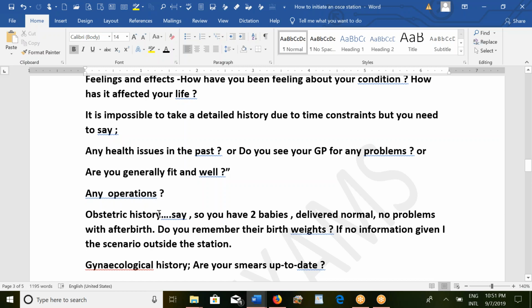Obstetric history. Say, so you have 2 babies. Delivered normal? No problems with afterbirth? Do you remember their birth weights? If no information is given about the scenario outside the station.